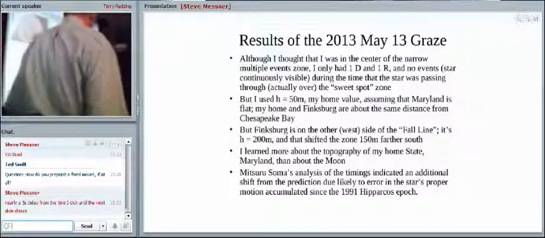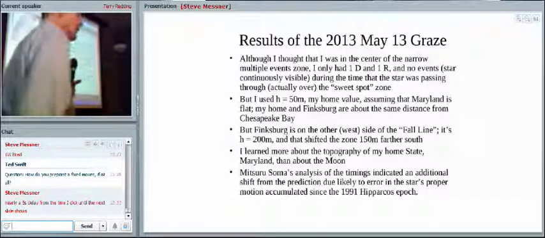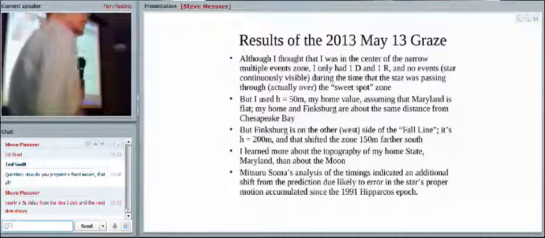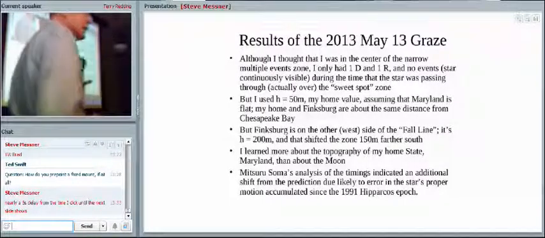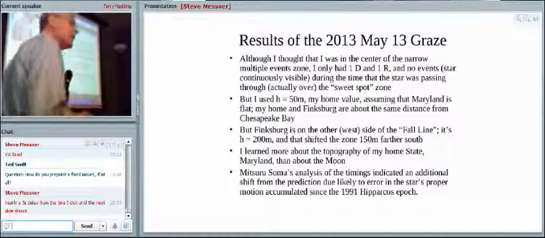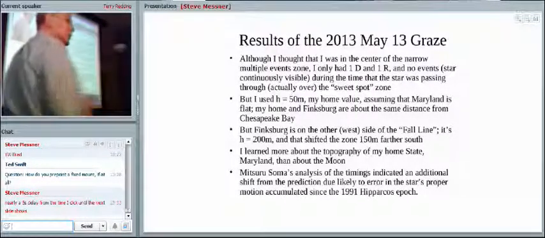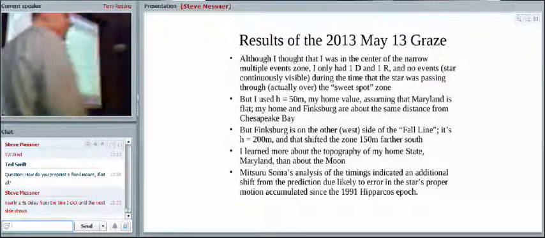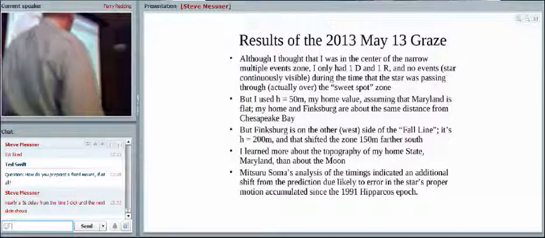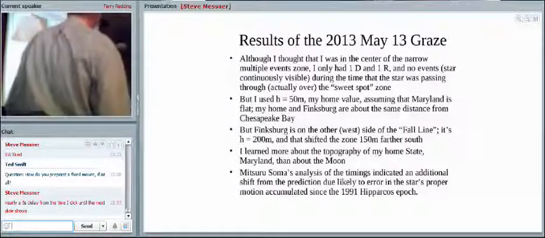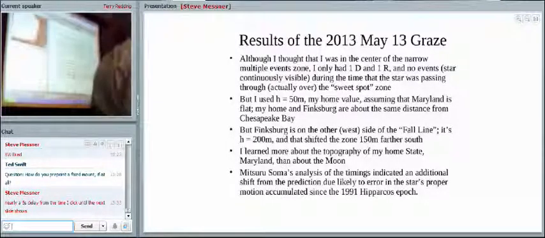However, Finksburg is on the west side of the fall line. There's a fall line that goes along the eastern coast, and all the ports there are on that fall line, because it's rocky and you can't navigate beyond the fall line. The Great Falls of the Potomac River is just to the west of Washington, D.C. So that's why Washington, D.C. was put there, so you could get ships in there. But on the other side of the fall line, it's quite a bit higher. So the height is 200 meters, and that was enough in this geometry to shift the multiple events in.